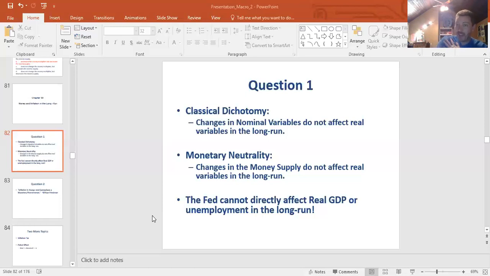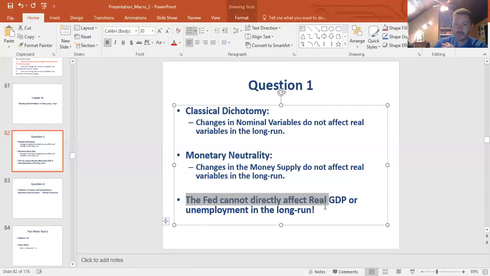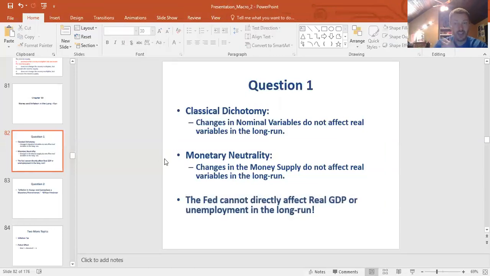But the key implication is here. The Fed, through its conduct of monetary policy, and we're not talking about regulation or lender of last resort, we're talking about the Fed and its role in monetary policy, cannot directly affect real GDP or unemployment or any other real variable in the long run.